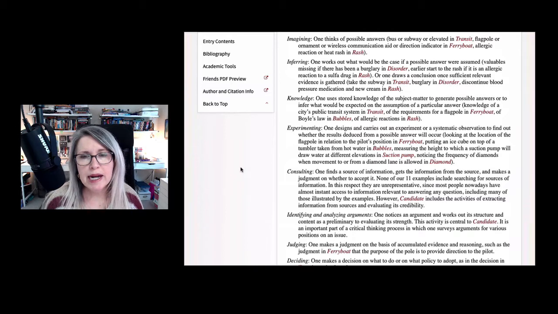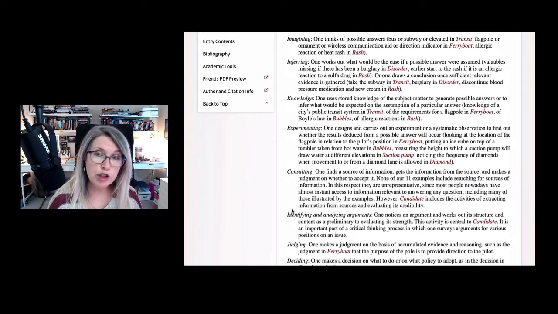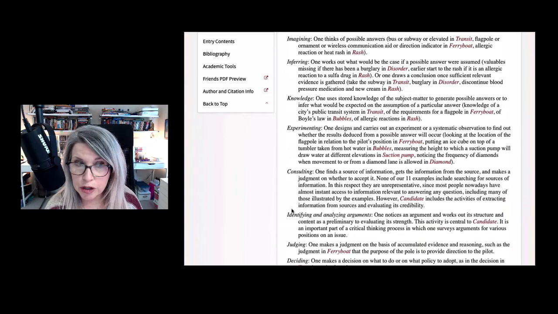Experimenting. One designs and carries out an experiment or a systematic observation to find out whether the results deduced from a possible answer will occur. Okay, so could you experiment in that situation? I suggest that you could. Walk into four or five other stores, see if the identical thing happens. See if it happens again every single time.